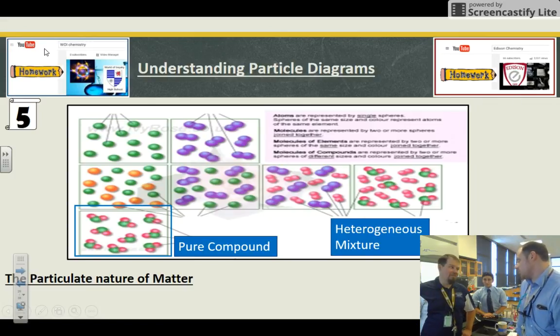And we're not going to do a mixtures test right now. We'll get to that way later. That's right. Anyways, particulate nature of matter.